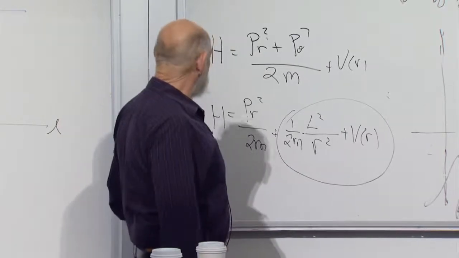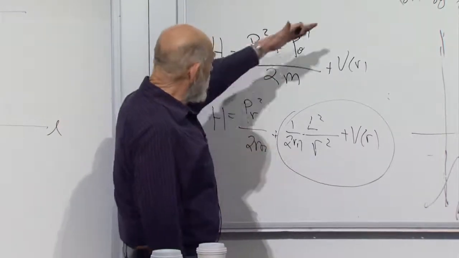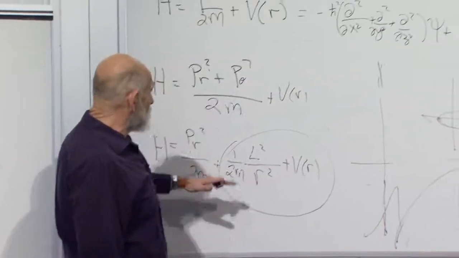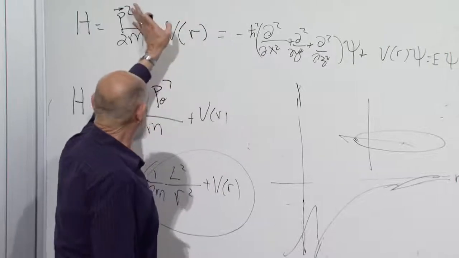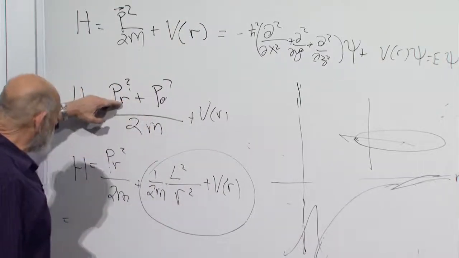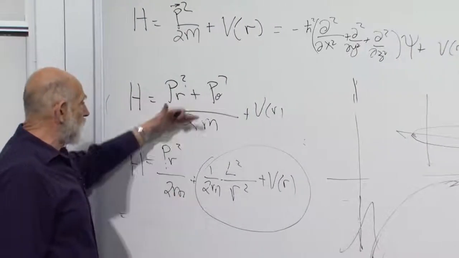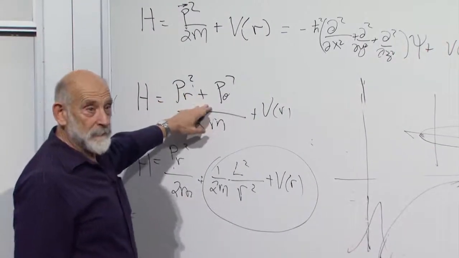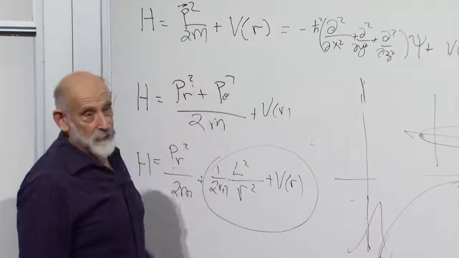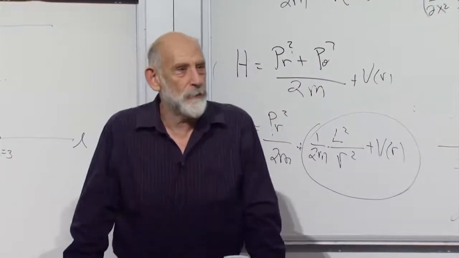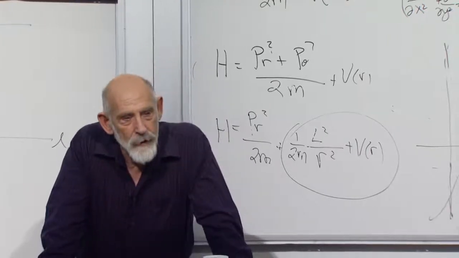I did a little bit of guesswork in going from here to here. Classically, it's completely rigorous to go from px squared plus py squared plus pz squared to pr squared plus p theta squared. You have to justify the step quantum mechanically. All right, but that's something that would take an hour at the blackboard, and you wouldn't learn very much from it.